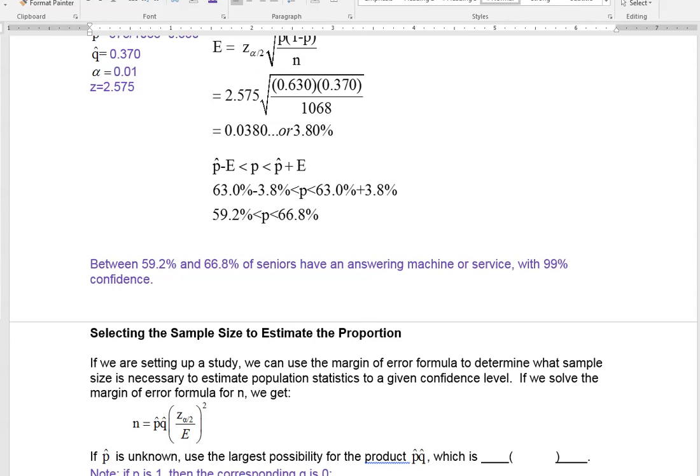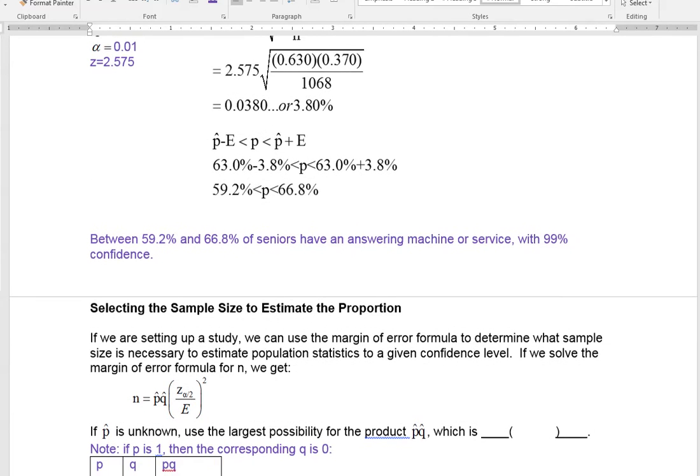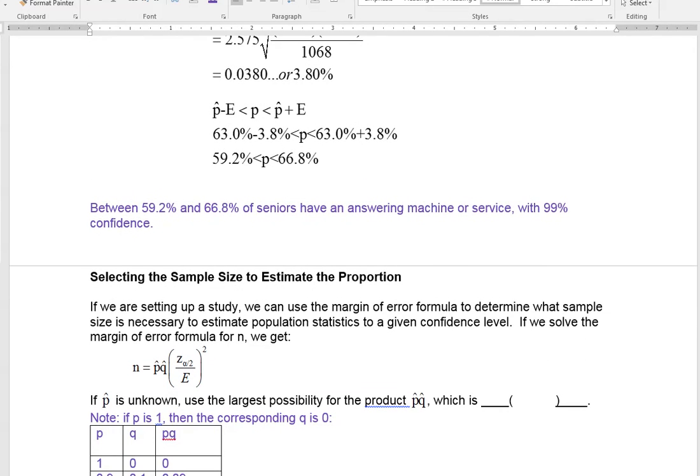Now when I'm going through this with a live class, I usually say, what's that largest possible product going to be? And often someone thinks it's going to be 1, because p, the largest value, is 1, right? Because remember, it's percentage. And we can't get more than 100%. But when p is 1, q is 0. So p times q works out to be 0.